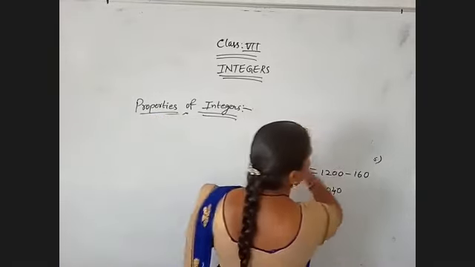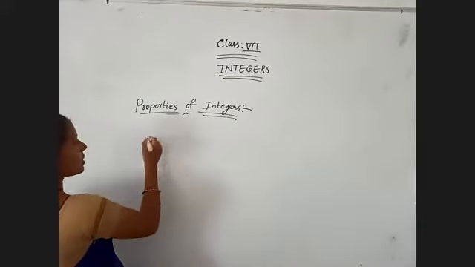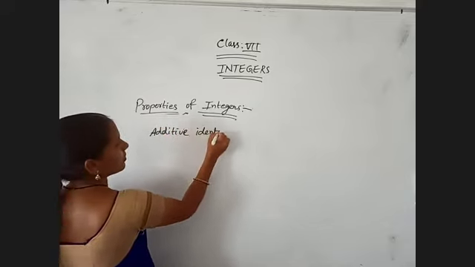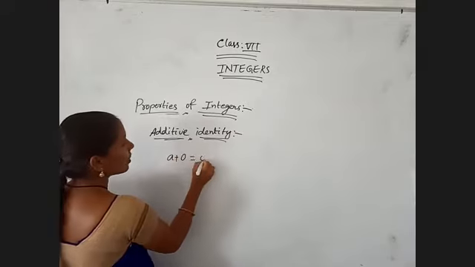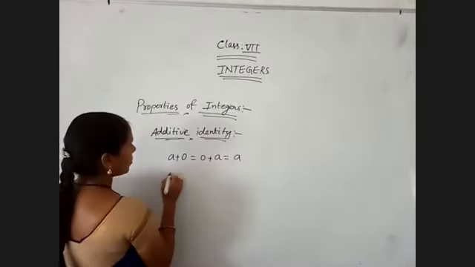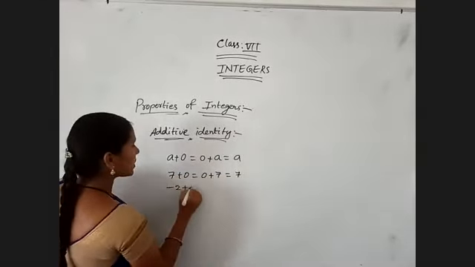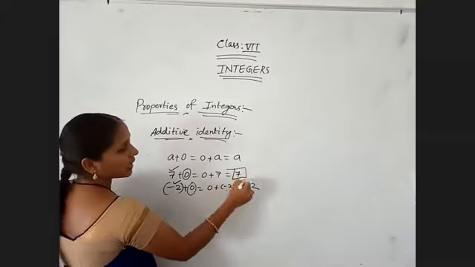Now, the additive identity, multiplicative identity, and the inverses are special. Additive identity: if we add 0 to any number, we get the same result. So 7 plus 0 is equal to 0 plus 7, which is 7. Minus 2 plus 0 is equal to 0 plus minus 2, which is minus 2. Whether we take a positive or negative integer and add 0, the result does not change.